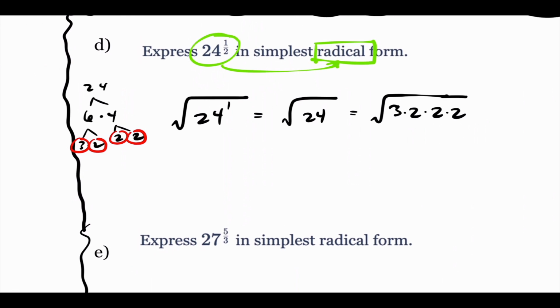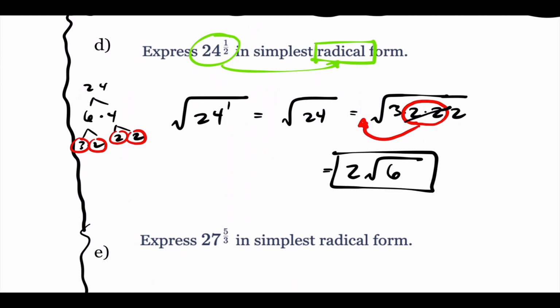It's got one pair, so a 2 could come out. 3 times 2 is 6. Those guys don't have any pairs, so they've got to stay. 3 and 2 don't have any pairs, so they've got to stay. Done. That's what we did a couple chapters ago.